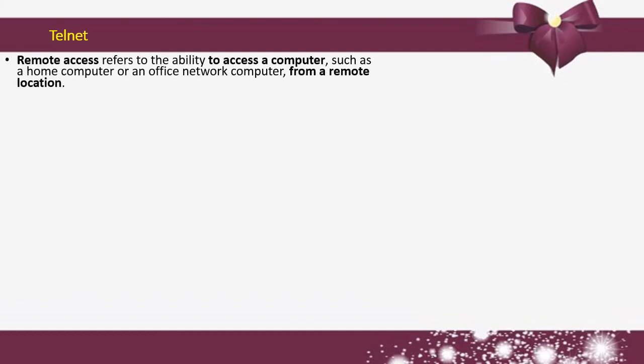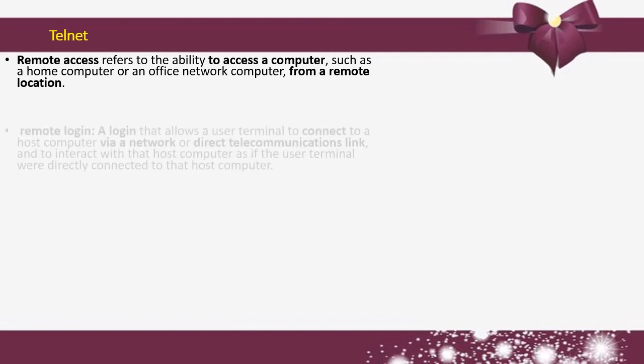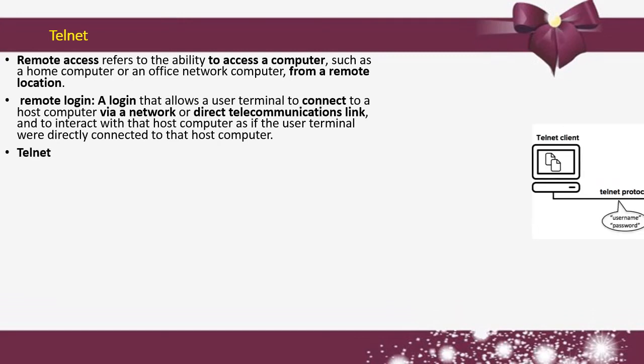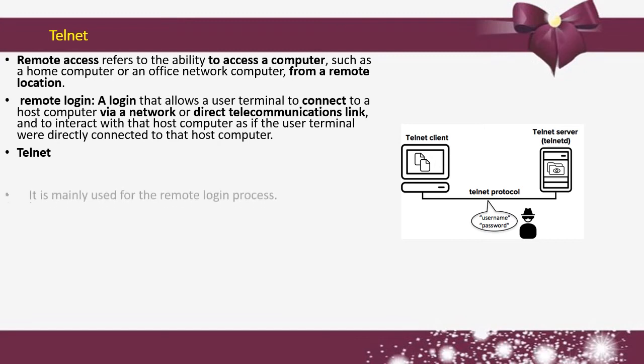And next, the telnet protocol is used in Unix systems, and also for remote access. Remote access is nothing but accessing any computer from a remote location, from home to our office or any other remote area. For that we can do a remote login. The client can connect the computer to the server, the host computer. We can connect via the network or direct telecommunication using the username and password, the login credentials. Before that, we have to establish the connection between the client and the host computer. So the telnet protocol is used for that remote access.